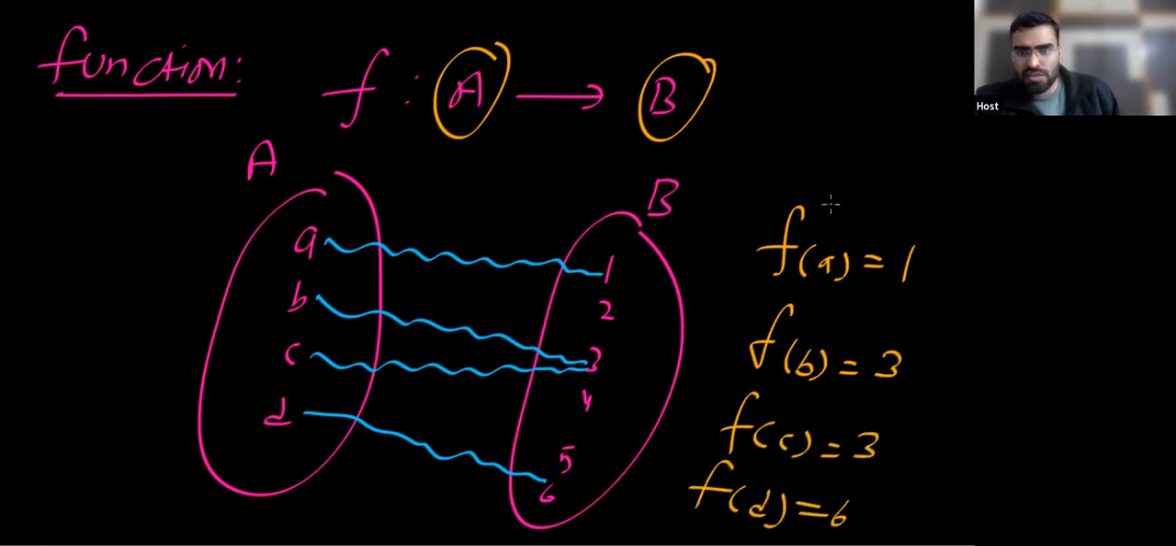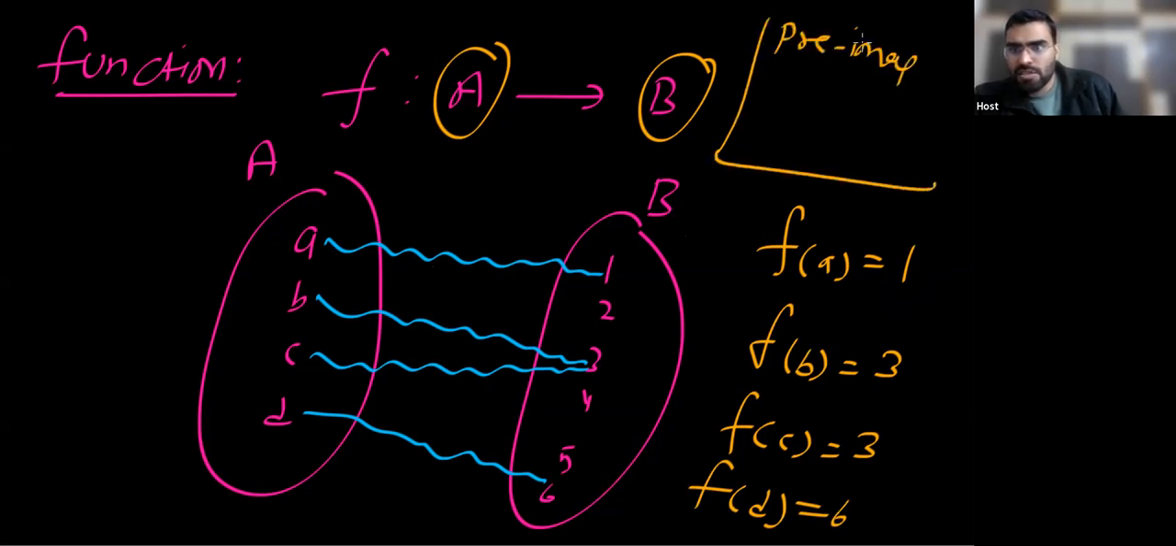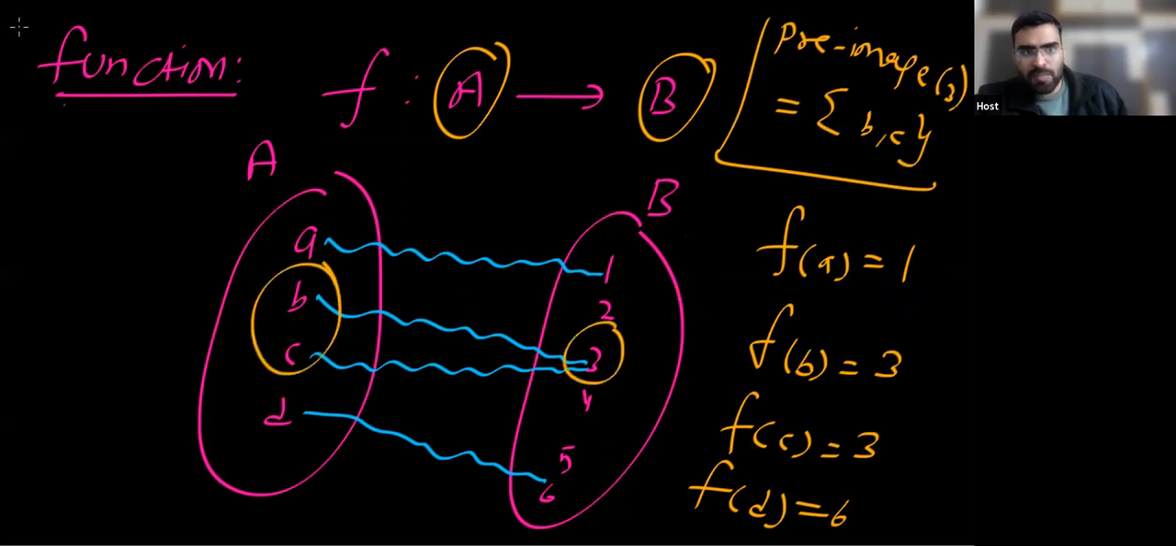So this is the idea of function. This one is the image of A. Okay, and what is the pre-image of 3? Can anyone tell me what is the pre-image of 3? Pre-image of 3 is basically b comma c. This is the pre-image of 3. Okay, means for this 3, this is the pre-image.